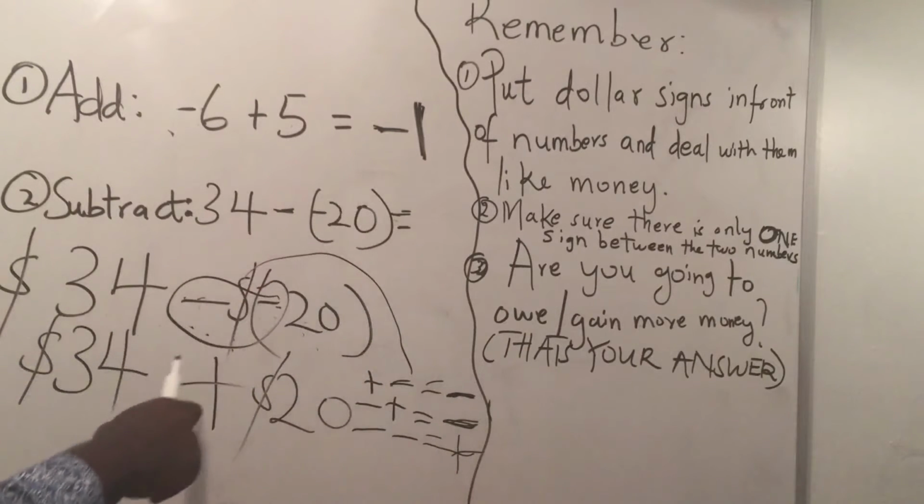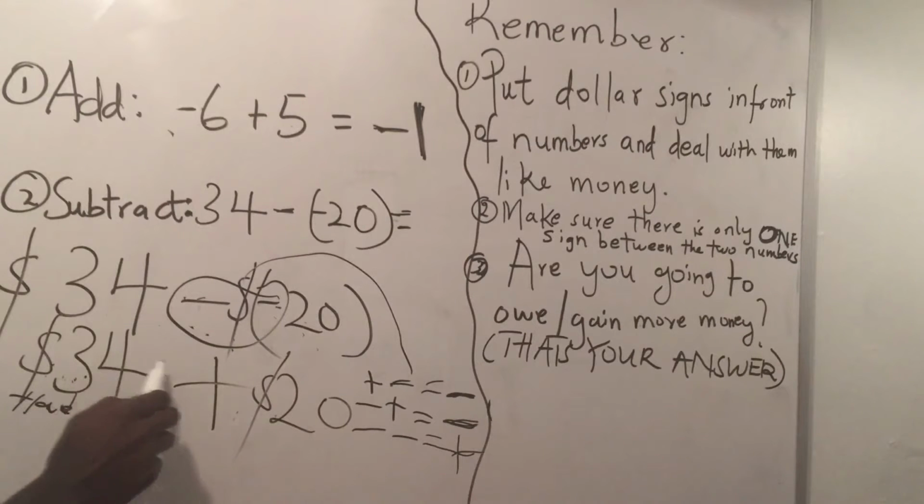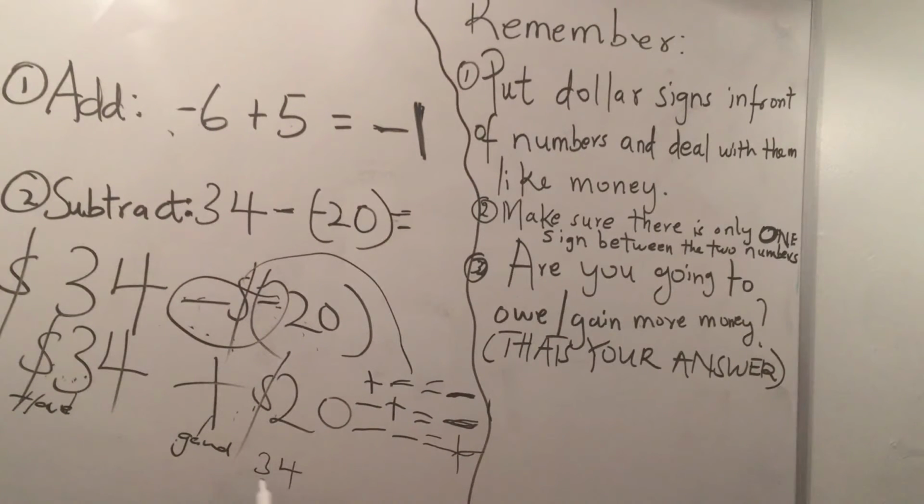Are you going to owe or gain more money? And that's what we're trying to figure out. That will be our answer right here. So positive 34 means you have, it's a positive, so you have $34. And you've gained $20 more. You had 34, you've gained $20 more. So you just add the two. 4 plus 0 is 4. 3 plus 2 is 5.